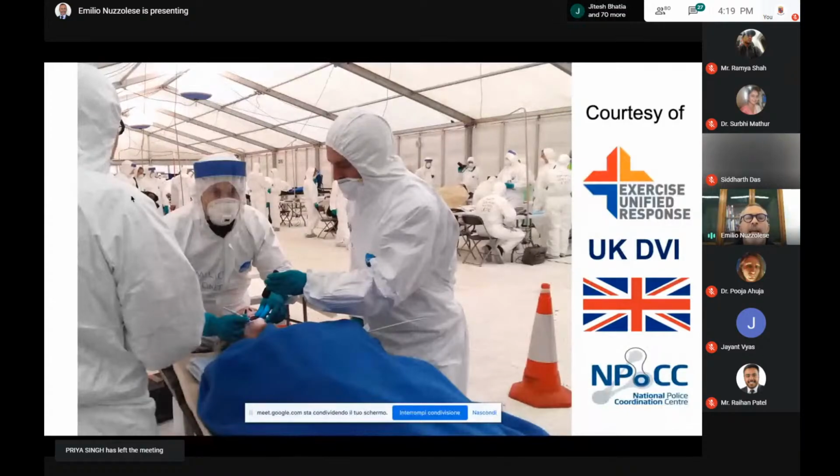Here you can see a temporary morgue of this exercise where I am performing a dental autopsy. This is what you usually face when we are involved in a scenario where we need to perform multiple dental autopsies because there are so many victims out of a mass disaster. Ideally, we have three odontologists.